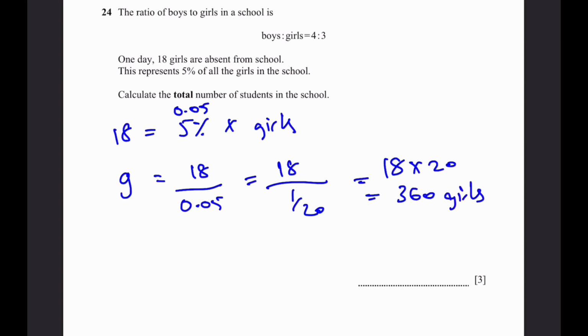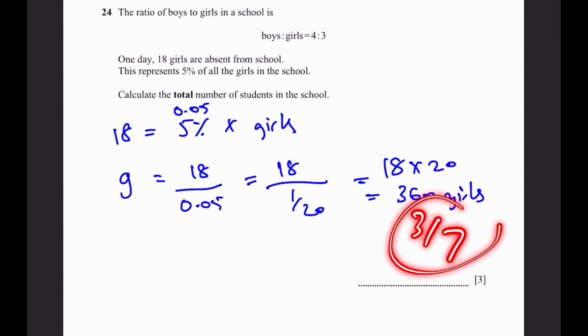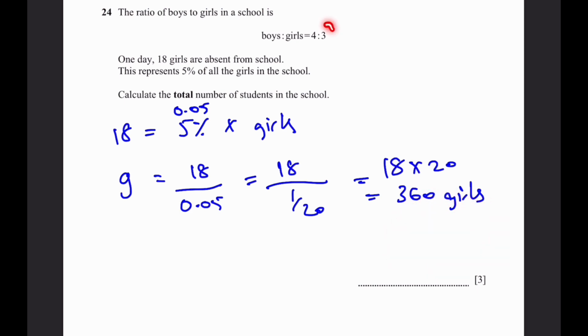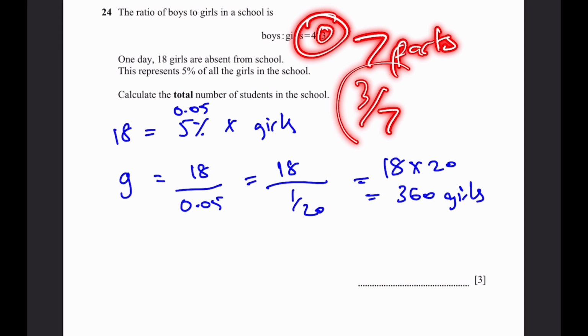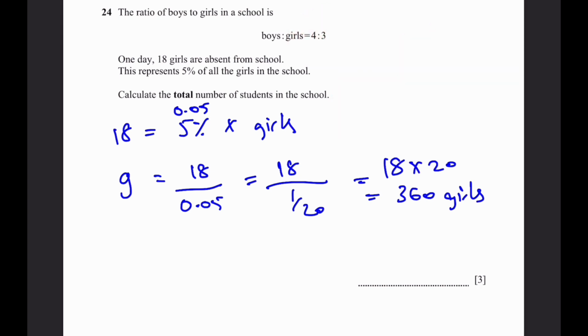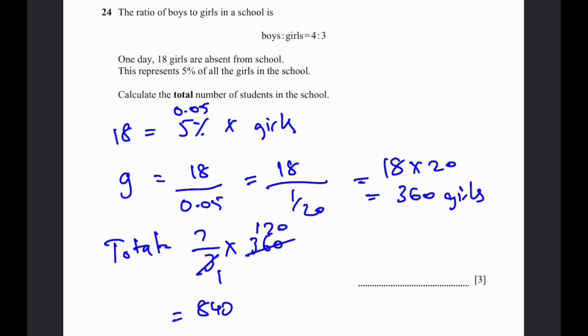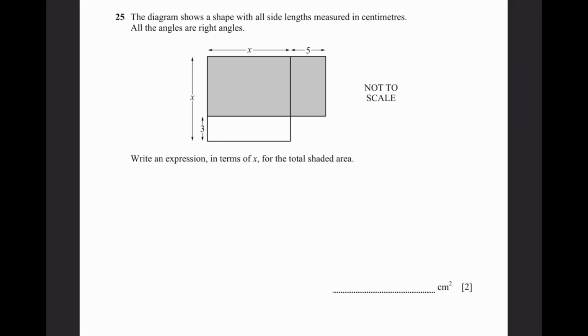That means this is 3 by 7 of the total. How? Girls is 3 parts and boys is 4 parts. If we add these, it's 7 parts for both. Girls only is 3 by 7. That's how we get it. That means the total is equal to 7 by 3 into this, 360. Cancel. We can get 840 total students. That's the answer. Question 25.